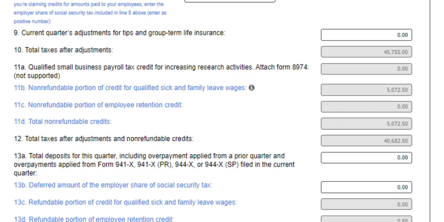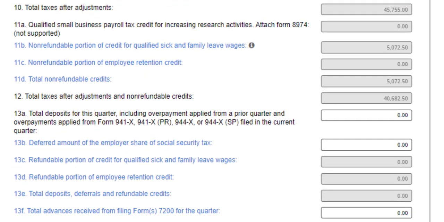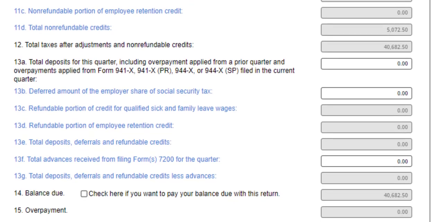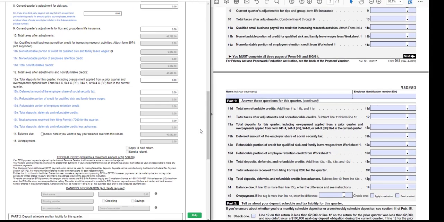New lines 11B to 11D. These lines report the non-refundable portion of credits for qualified sick leave and family leave wages and the employee retention credit as calculated on new Form Worksheet 1. Credit for qualified sick and family leave wages and the employee retention credit.